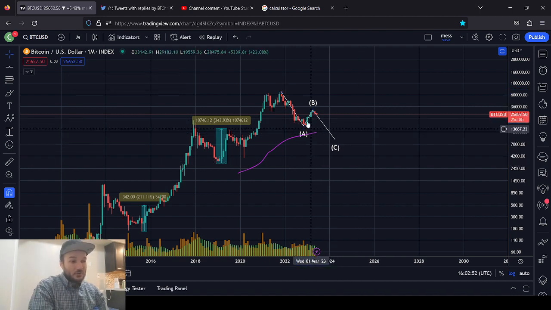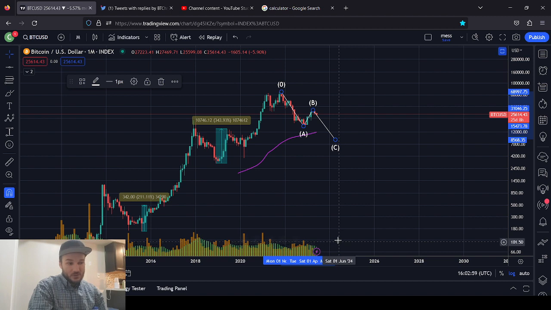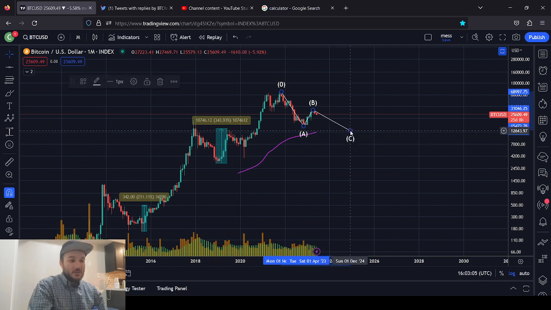The way I have it drawn, I try to match wave C to be the length of wave A, and it's a little bit shorter. This puts us in April of 2024, at a price of 8,568. Now, it doesn't need to do that, but if it's going to be the same length at higher prices, well, now we're in December of 2024. I don't think that's going to happen.